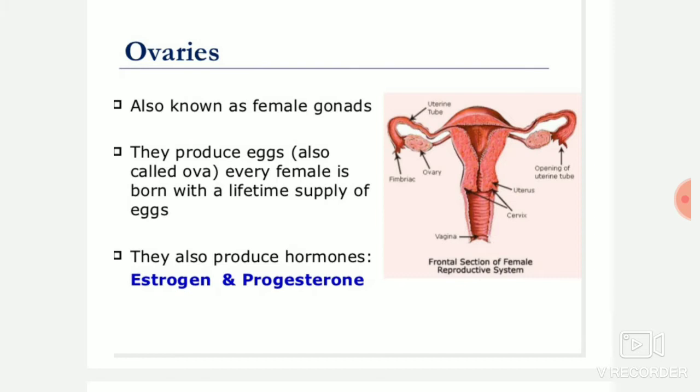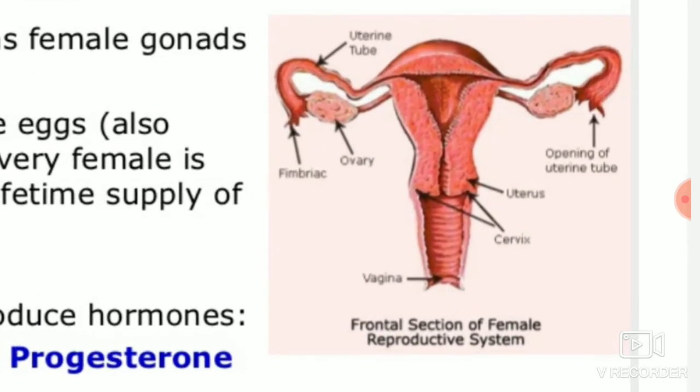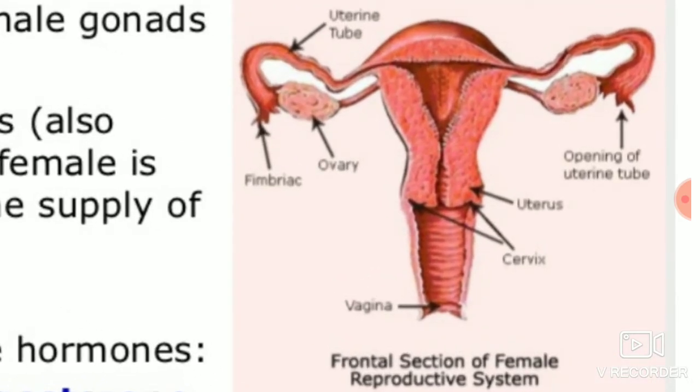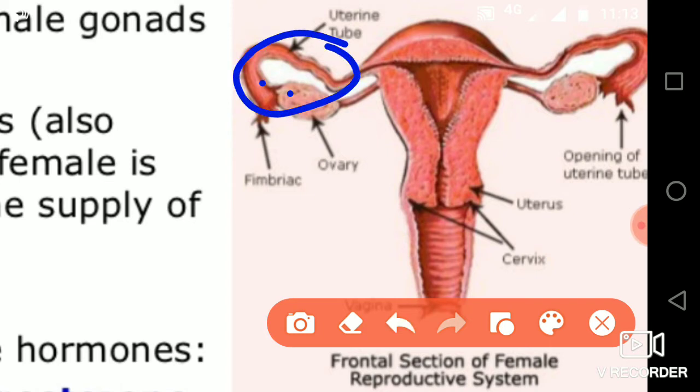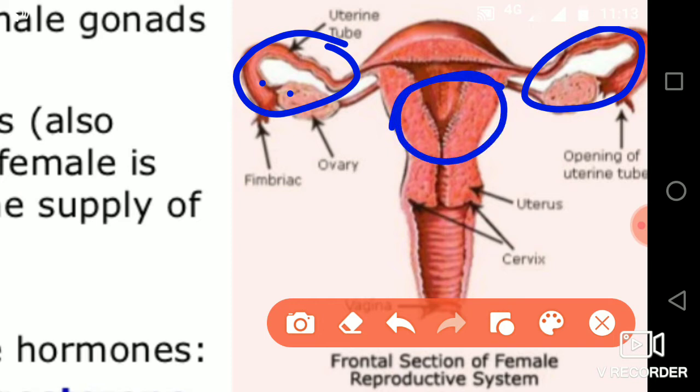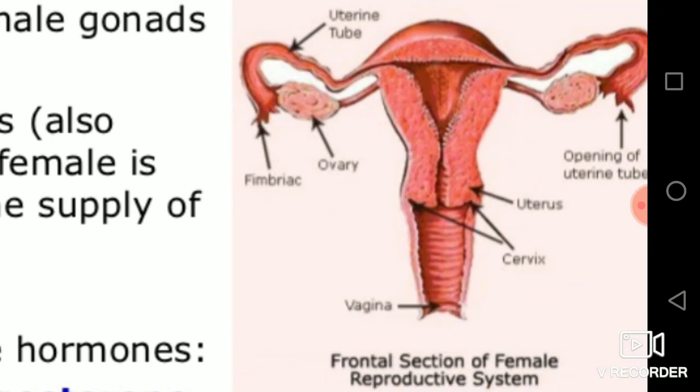This is received by the fallopian tube. Here you can see that this is the ovary. The ovary releases the ovum. The ovum is really a single cell, and this is received by the fallopian tube. You can see this is the fallopian tube, where the ovum is received. And this is the uterus, the part where the fertilized egg will be received and then the development of the egg will be done.